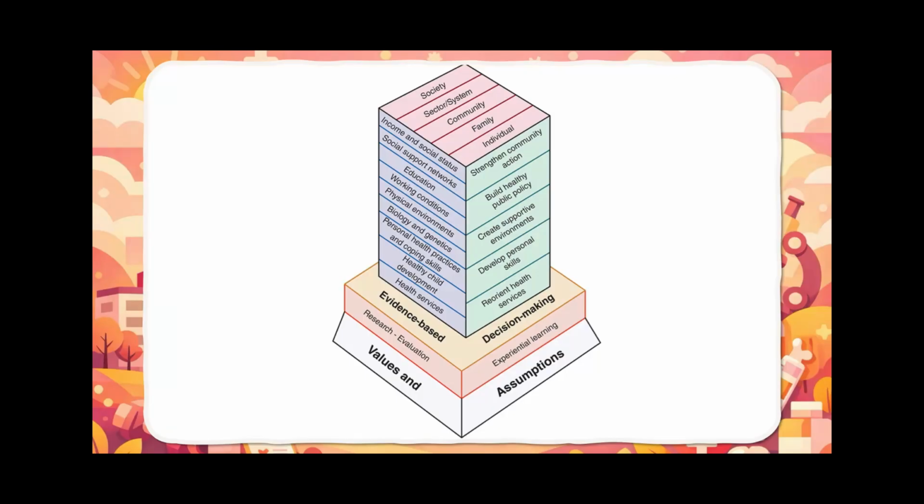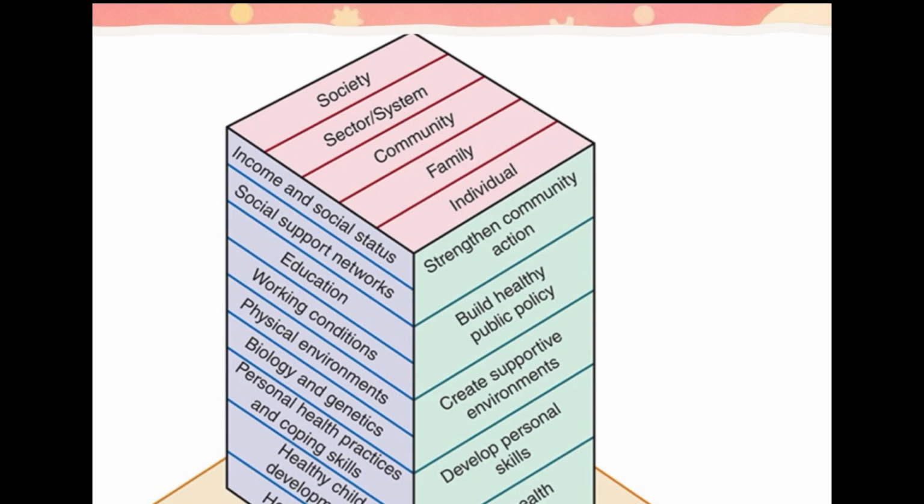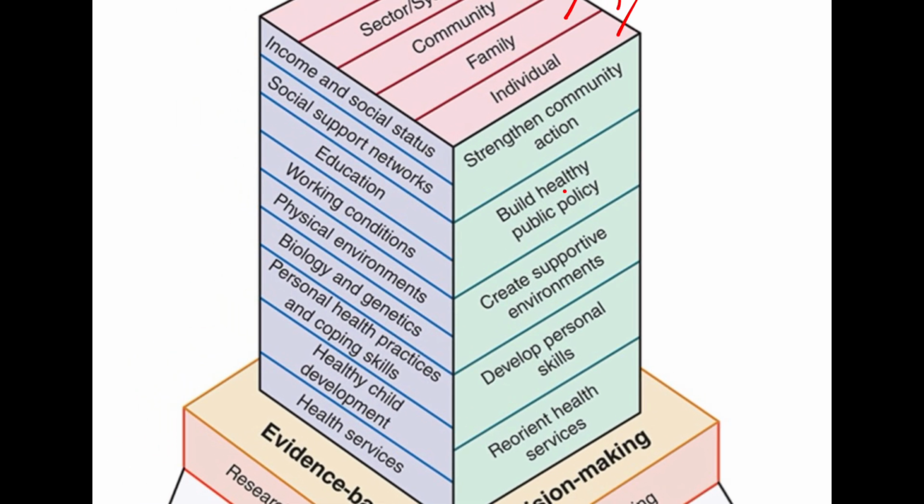Yeah. And so in terms of promoting health, this is what we sort of look at. So this is a multi-dimensional way of health promotion. So you focus on the socio-ecological recipients of care. So you talk about individuals as recipients of health promotion, families and peers, communities and schools and workplaces, the whole sectors and society. And then what we also attend to are the different socio-cultural determinants of health, like income and social status, social support and networks, education, working conditions, physical environments, the actual biology and genetics of the person, personal health practices and coping, healthy developmental milestones, health services.